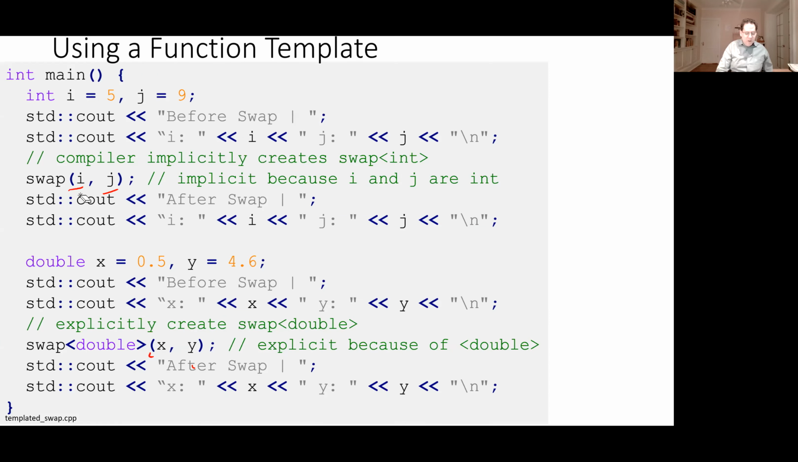It will not do conversions. So you pass in ints, it's trying to make the function with ints. You pass in doubles, it's trying to make the function with doubles. It will not do any conversions because no one would be able to figure out what the heck's going on. It's too dangerous. Okay.